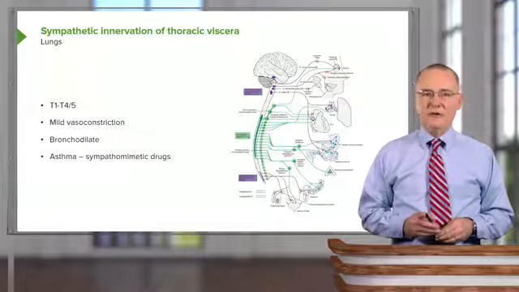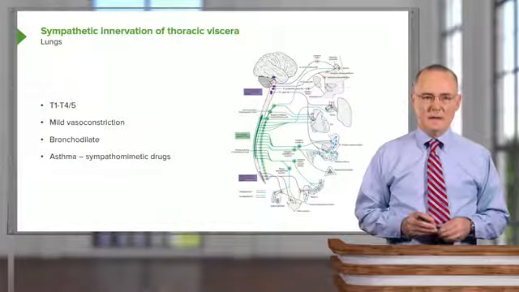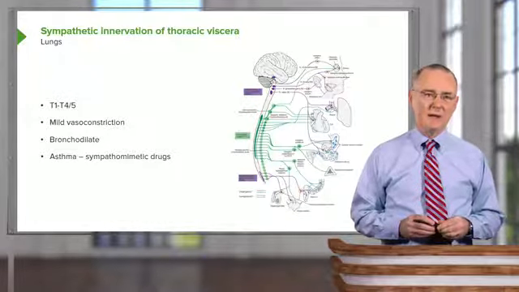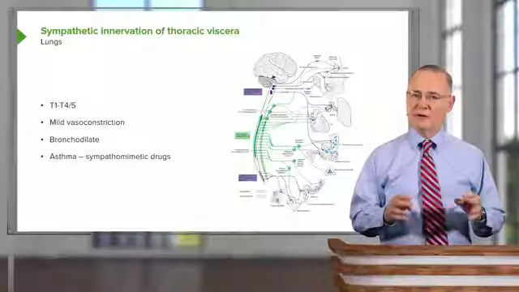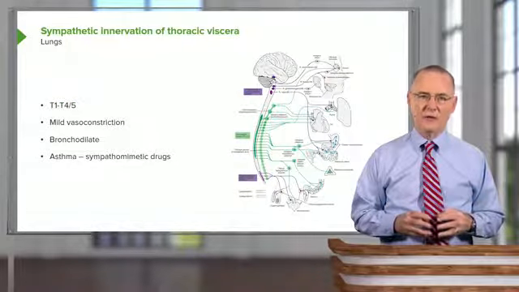The lungs are innervated from preganglionic sympathetic neurons that are housed within T1 through T5. So again, we're looking at the same levels, with the distribution then out to the lungs. Sympathetic innervation of the lungs will mildly vasoconstrict the blood vessels supplying the lungs. Sympathetics to the respiratory passageways will cause bronchodilation. And this is very, very useful in individuals that are asthmatic.